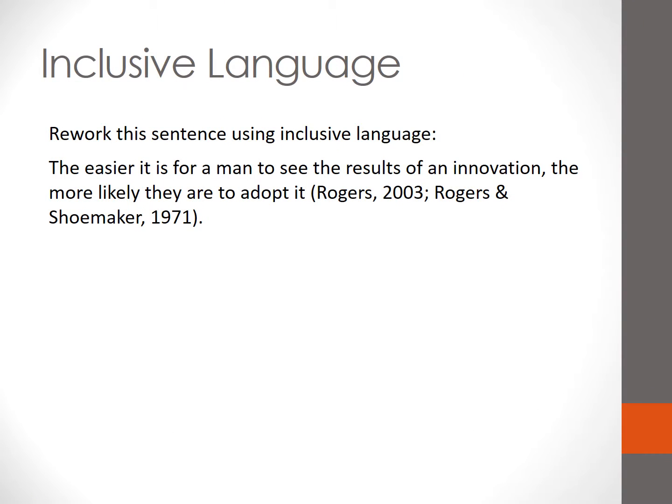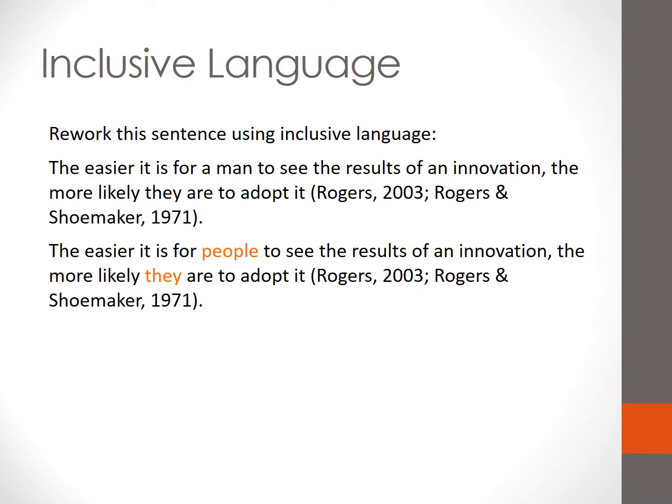Your primer also includes some information about how to use inclusive language. Let's rework this sentence using inclusive language. The easier it is for a man to see the results of an innovation, the more likely they are to adopt it. (Rogers, 2003; Rogers and Shoemaker, 1971). Notice that there are two sources used to write this sentence.